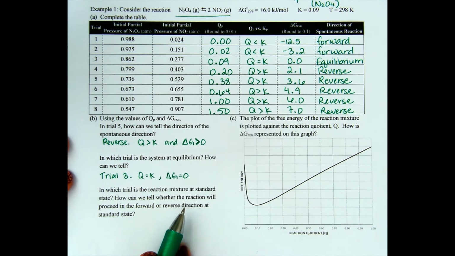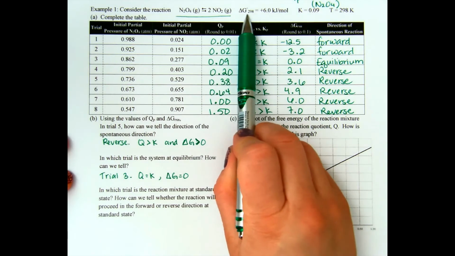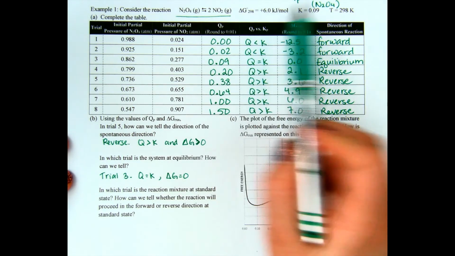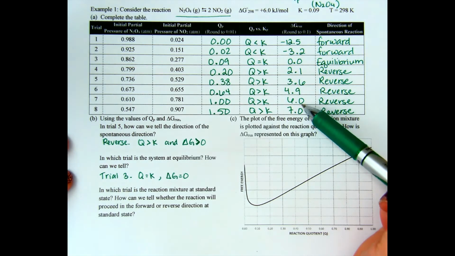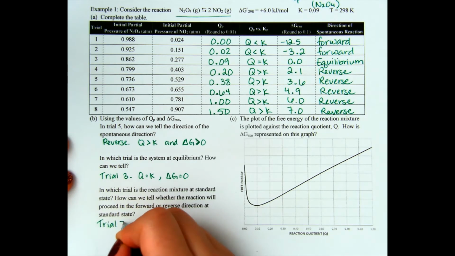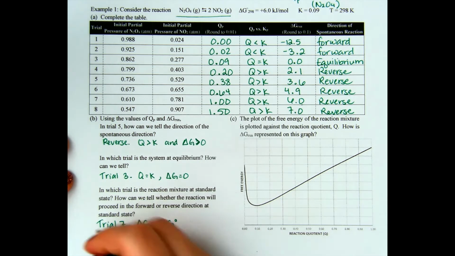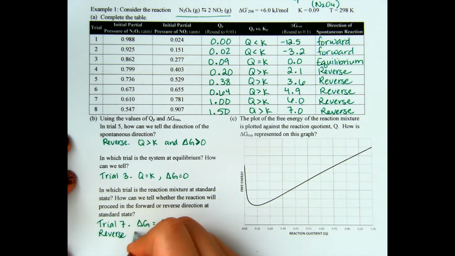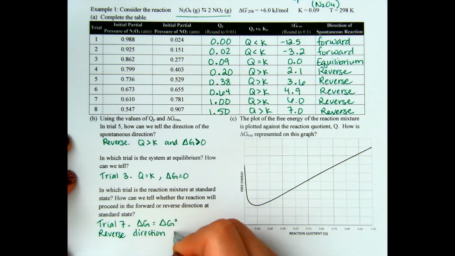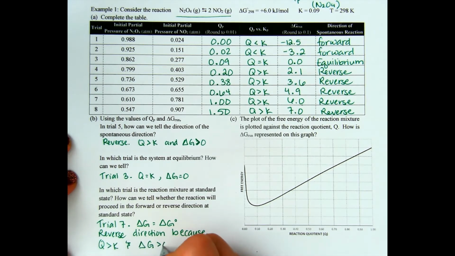In which trial is the reaction mixture at standard state? How can we tell whether the reaction will proceed in the forward or reverse direction at standard state? For this one, we have to look at the delta G in standard state, which is 6 kilojoules per mole. Then we look at the delta G we calculated. Oh, 6. So that's going to be trial 7. Delta G equals delta G naught, which indicates standard state. And it's going to go in the reverse direction, because Q is greater than K and delta G is greater than 0.